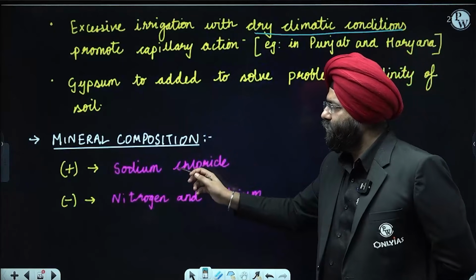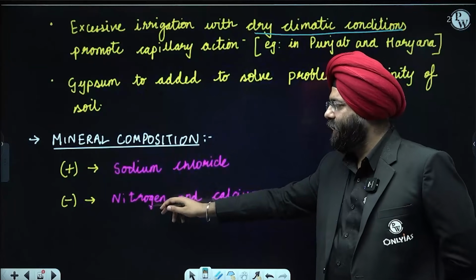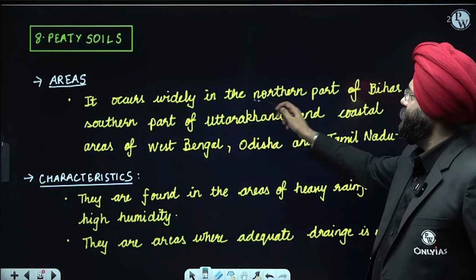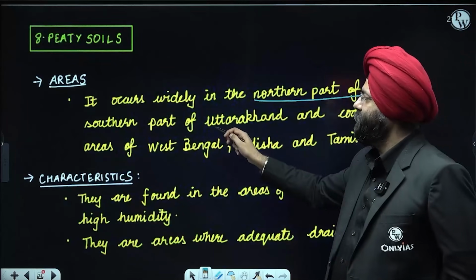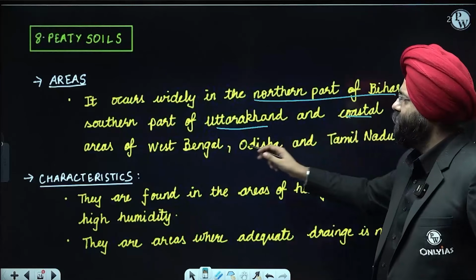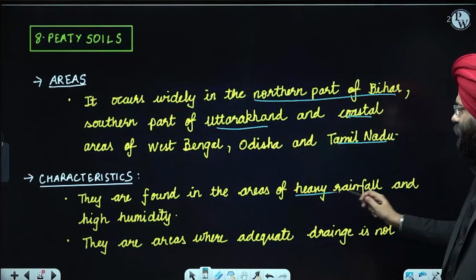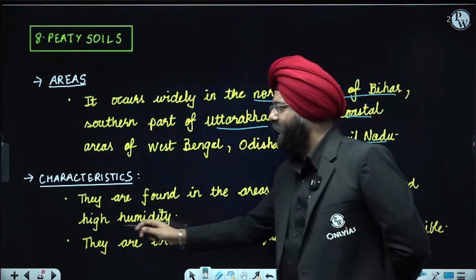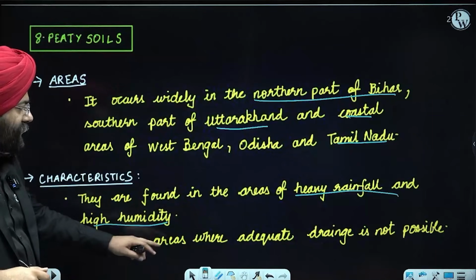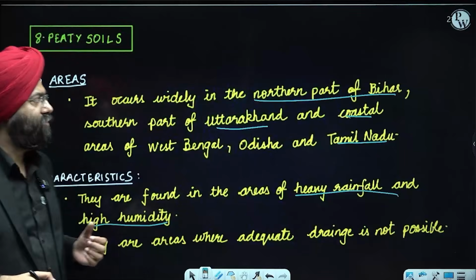The mineral composition is sodium chloride, and what is deficient is nitrogen and calcium. Peaty soil occurs in the northern parts of Bihar, southern parts of Uttarakhand, in regions like the Terai region in Uttarakhand, and coastal areas of Bengal, Odisha, and Tamil Nadu. These are found in those areas of heavy rainfall and very high humidity. These are areas where adequate drainage is not possible. Again, the water gets stagnated in these regions.